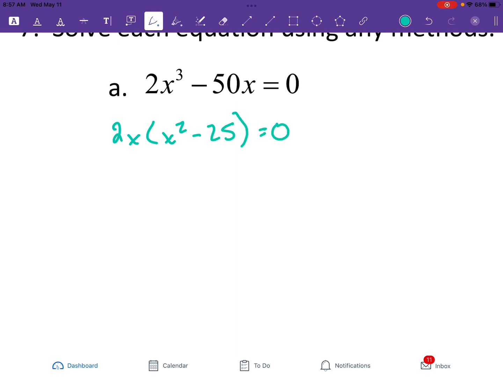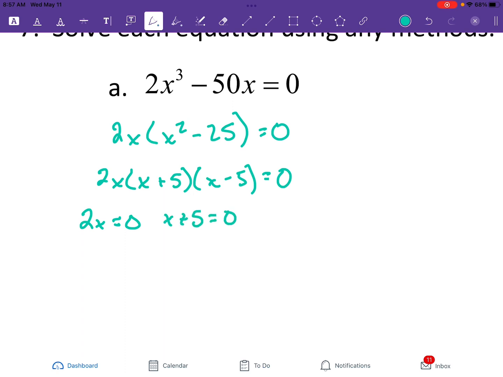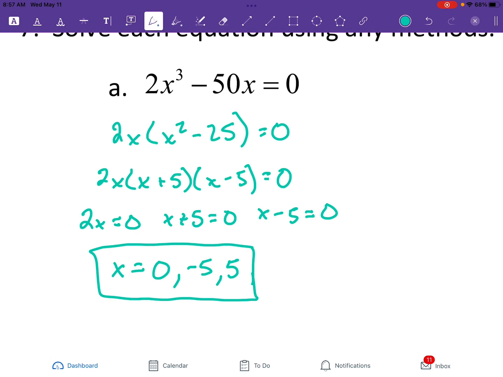Now the x squared minus 25 is a difference of two squares. So we're going to have 2x, and then the factors of x squared minus 25 are x plus 5 and x minus 5. Now all we do is take the three factors that we have. We have 2x set equal to 0, x plus 5 equal to 0, and x minus 5 equal to 0. We solve each one for x. The first one, we divide 0 by 2, and x equals 0. The next one we subtract 5, and the last one we add 5. These are the three separate answers you should get for this particular problem.